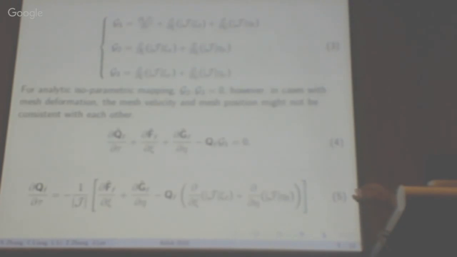If we rearrange equation 4, then we can get the final governing equations for our cases. On the right-hand side, the last term we can treat as a source term added into the governing equations. If the mesh is stationary, the source term will be 0, and we get the conservative equations on the computational domain. But if the mesh is deforming, and in some cases the mesh velocity and mesh position are not consistent with each other, this term will be non-zero.